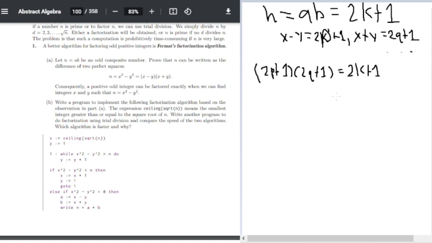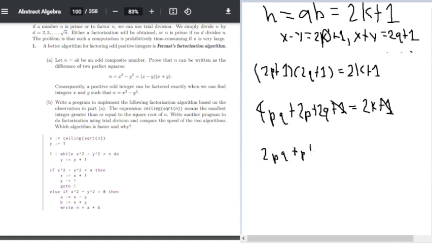So what we're going to do is solve for p, solve for q, and then once we have p and q solved for, we plug them back in to get equations with expressions in x and y. So this is 4pq plus 2p plus 2q plus 1 is equal to 2k plus 1. So we take off the 1s and we divide by 2 to get 2pq plus p plus q is equal to 2.